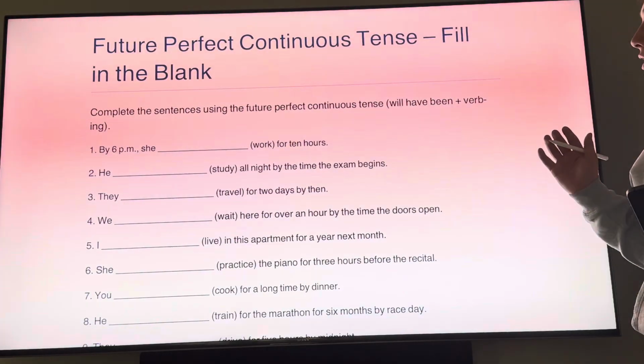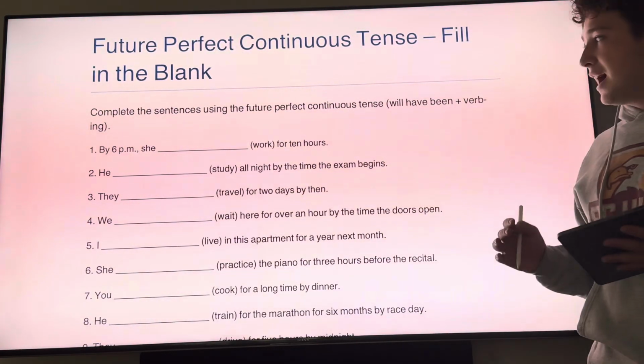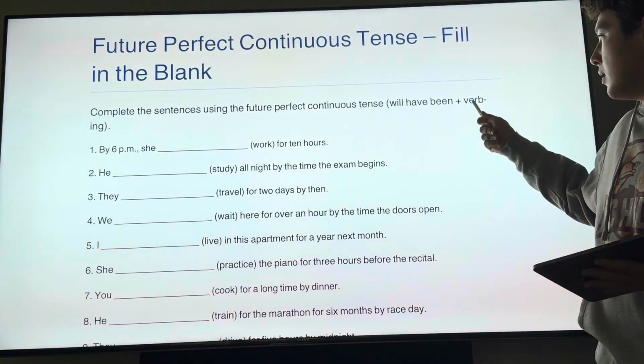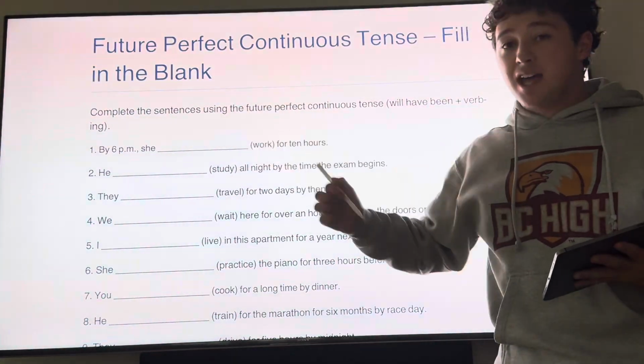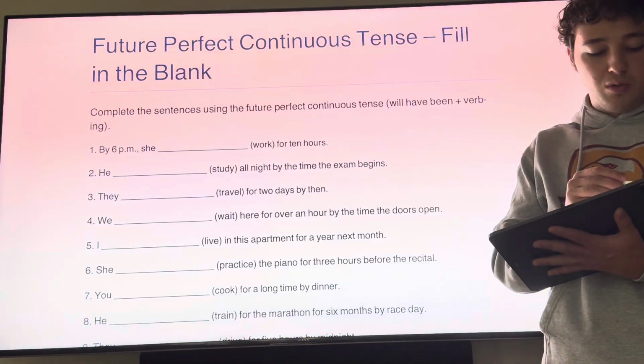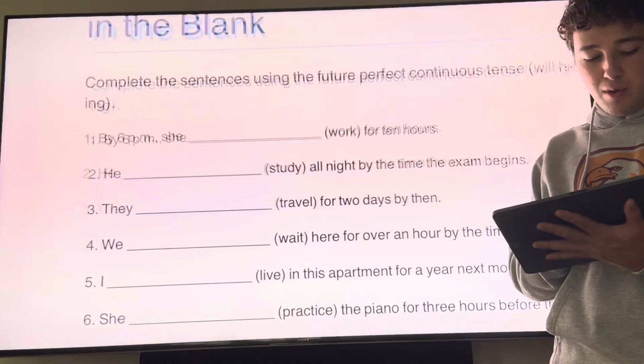So now that we've gotten that little bit of practice and we understand the form, will have been plus the verb plus ing, please go ahead and do this sheet. We'll do one together. Okay, number 1.